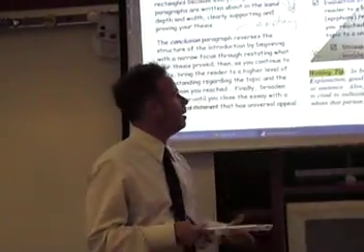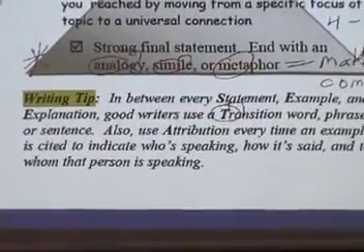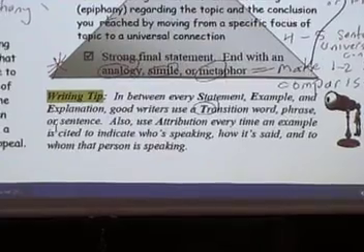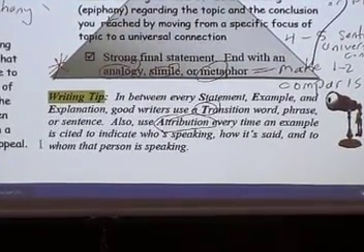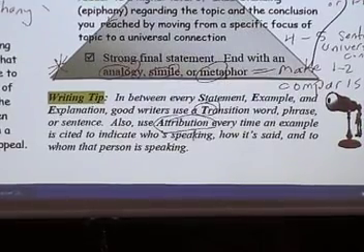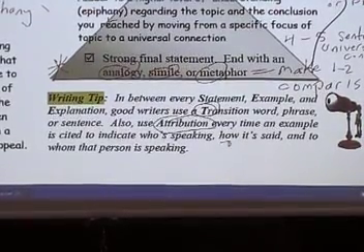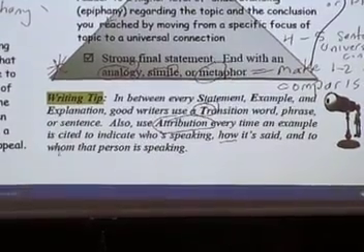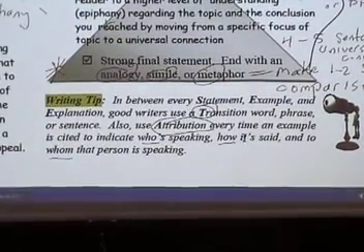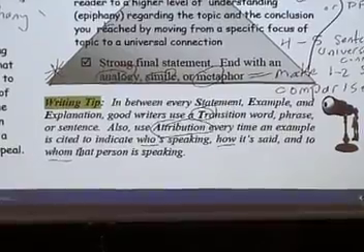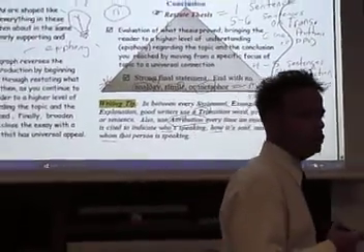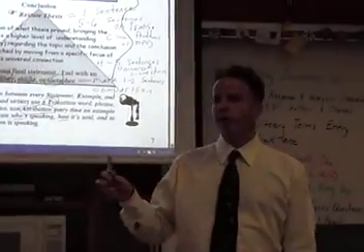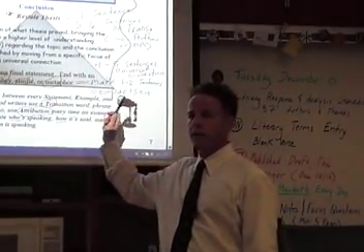Here's a little tip for you. In between every statement, example and explanation, good writers use transition words or phrases, or even a transition sentence. Also use attribution every time an example is cited to indicate who's speaking. Underline this: how it's said and to whom. So we want who said it, how it's said, and to whom, because that creates a picture in the mind of the reader. Capiche?